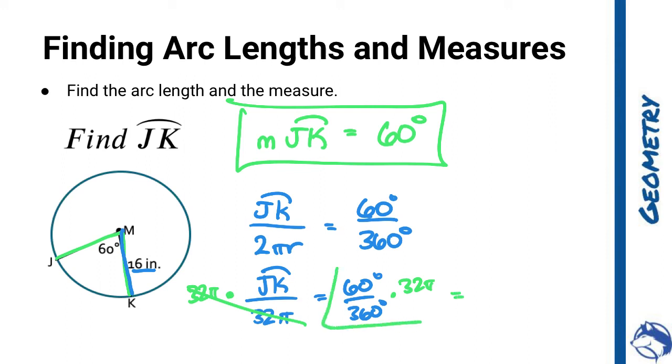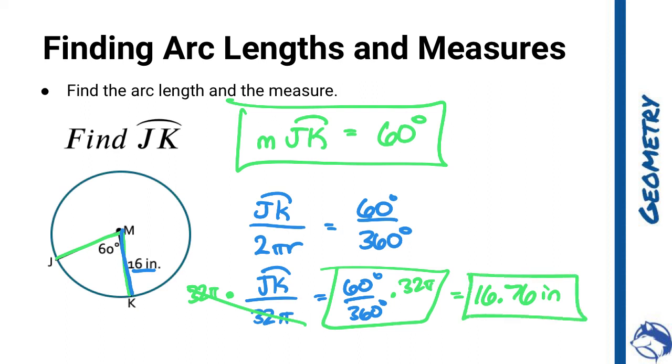When I plug this into my calculator, I'm just going to do 60 times 32 times pi, and then I have to divide that number by 360. And I get 16.76. And our unit here is inches. And so that would be our arc length.